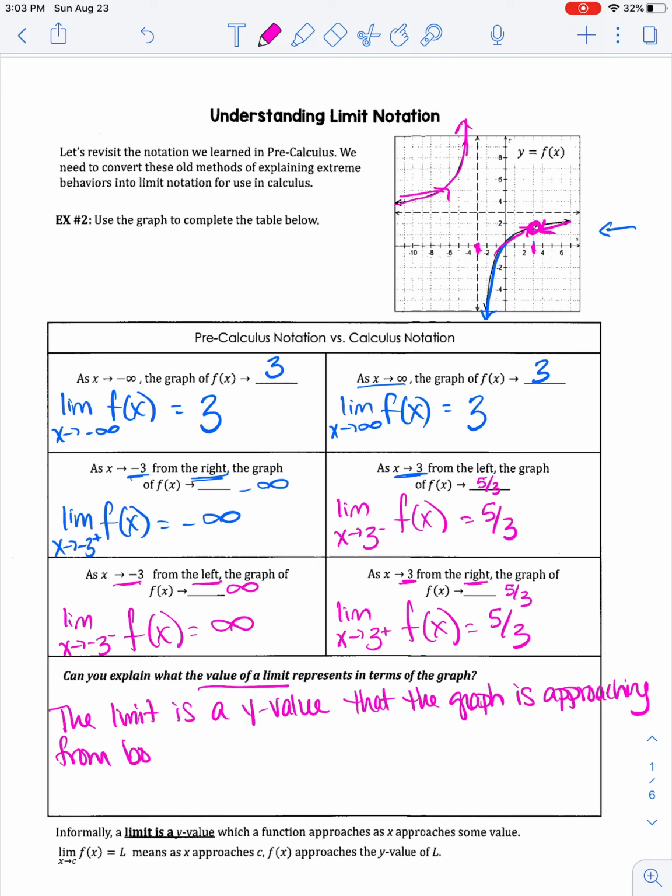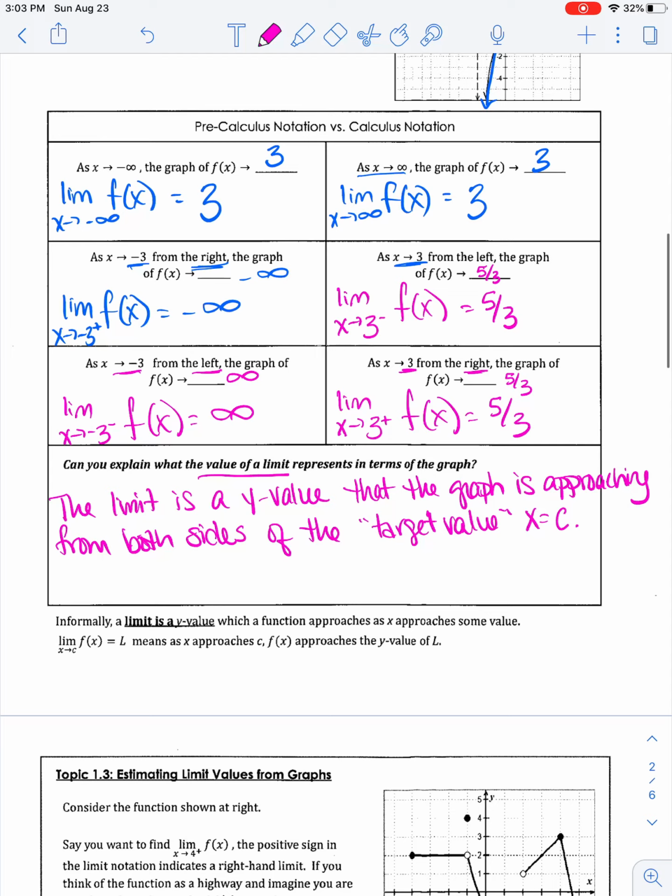from both sides, if it's a general limit, from both sides of the, and I'm going to call this the target value, and that's just x equals c. So it could be an asymptote, it could be a hole, it could be a defined value.